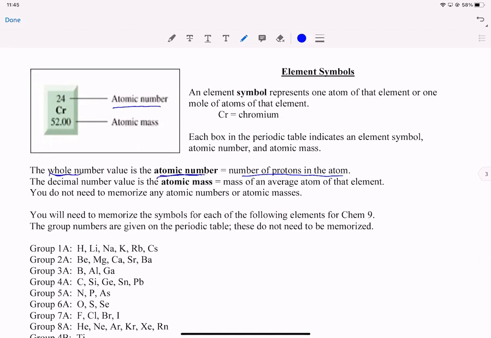So that's called the atomic number. And what it is counting is the number of protons. Okay, and so we'll get to protons, but protons are a subatomic particle, smaller than the atom.